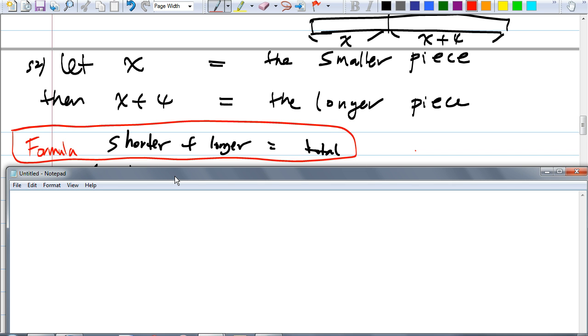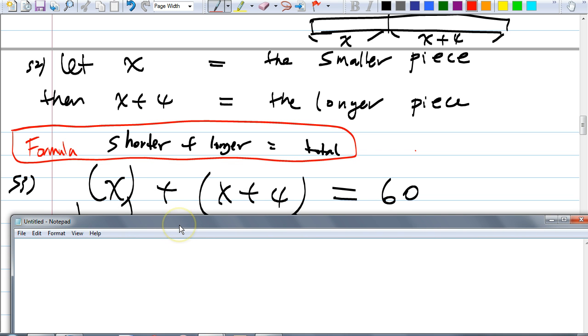What do we write for total? Angel, what do you think for total? 60, right? Now we're just using the substitution property. In place of shorter piece, we plug in x. In place of longer, x plus 4. For total, they told us 60. Does that make sense? Now, do we know how to solve this? Yeah, but just wait. We'll do that later. Just enjoy the stay, like I said.